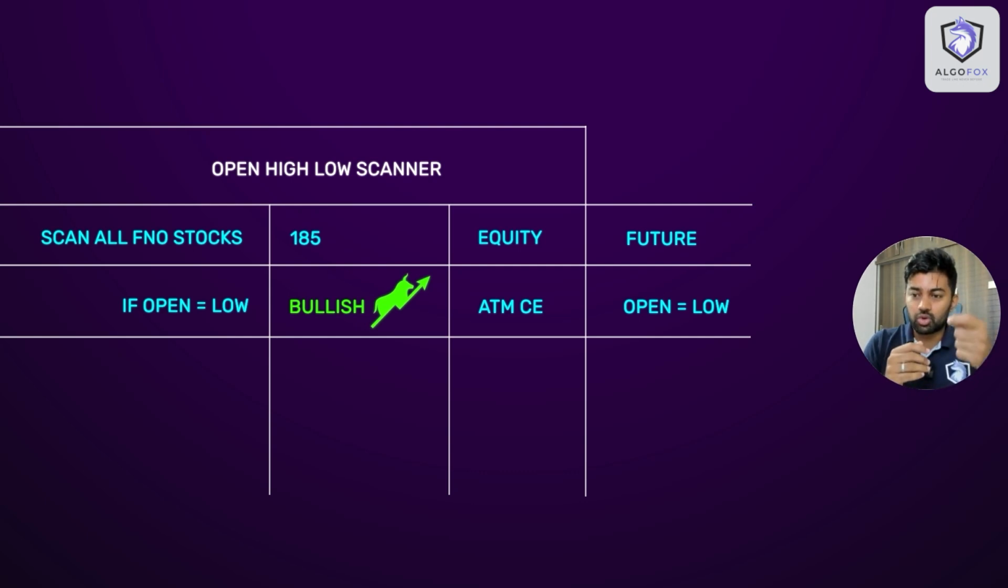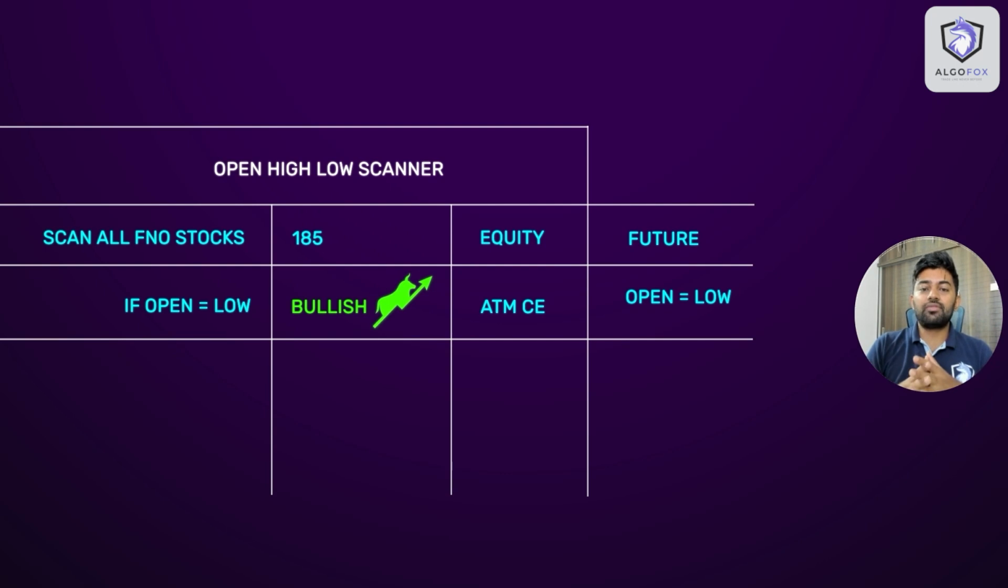As soon as the market has opened, that itself is the lowest point, and from there the market is constantly going up. If we see these two combinations in the spot chart or future chart and the corresponding ATM call, what do we do? We immediately buy that particular call.